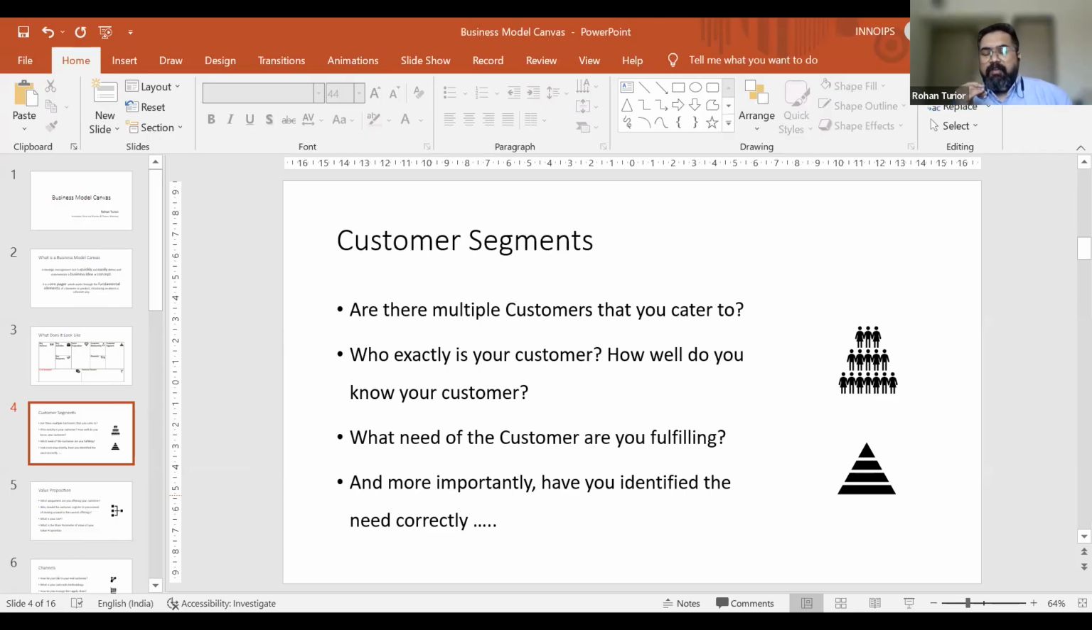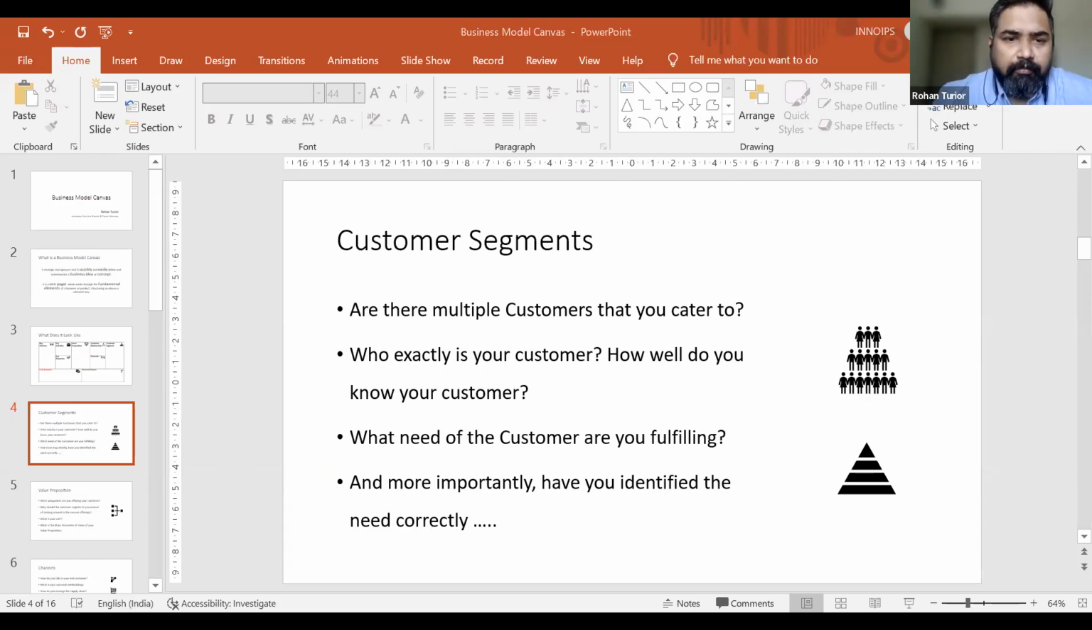At this point in time, when we are writing customer segments in the business model canvas, we need to understand who all we treat as our customer segment. Who all do we feel are our customers? So when we talk about customer segments, we need to be absolutely clear about who my target audience is. There are several segments of customers that you can target for a particular product that you have.